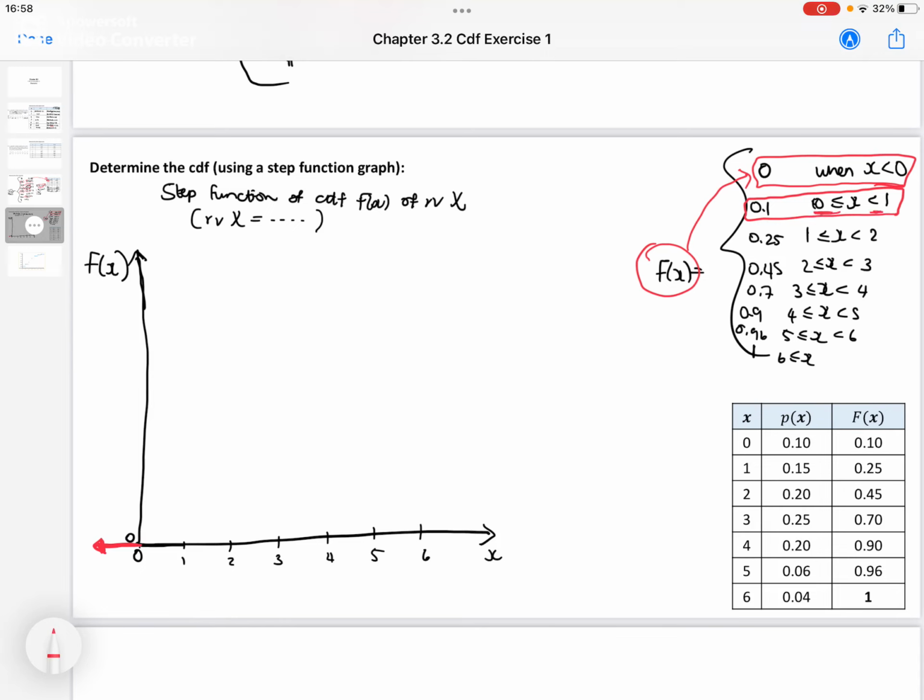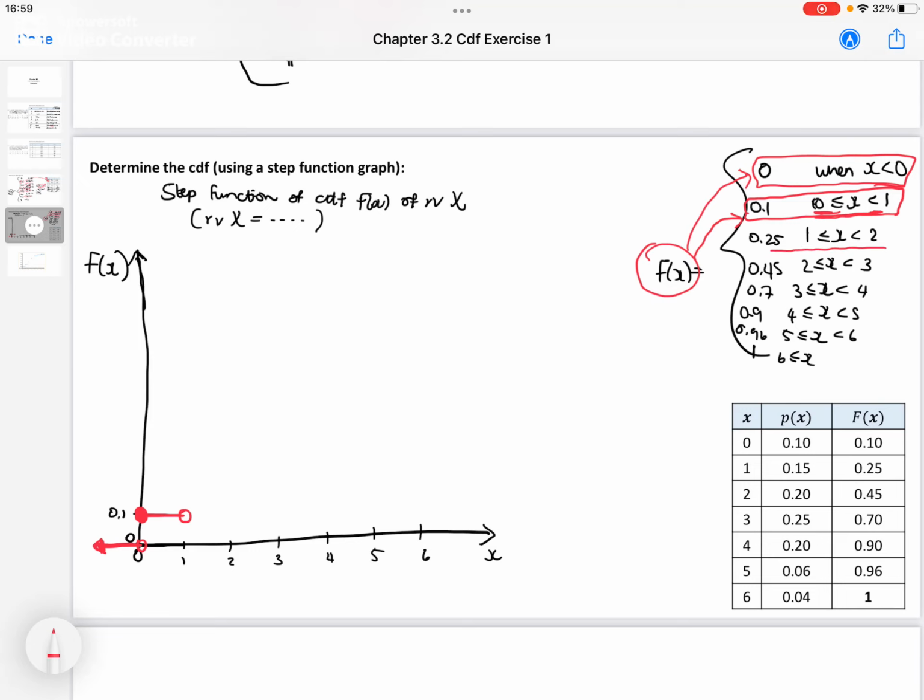Then the next interval here. For x between 0 and 1, including 0 but excluding 1, F(x) is equal to 0.1. So let's say 0.1, it's somewhere there. So we will draw from between 0 and 1, including 0 and excluding 1. So we will color in the circle or this dot to indicate that we're including the possible value of 0. For some textbooks, they use a closed circle, a point, and then an open circle there. So we could use an open circle there, or we could just have a line. So for x between 0 and 1, F(x) is 0.1.